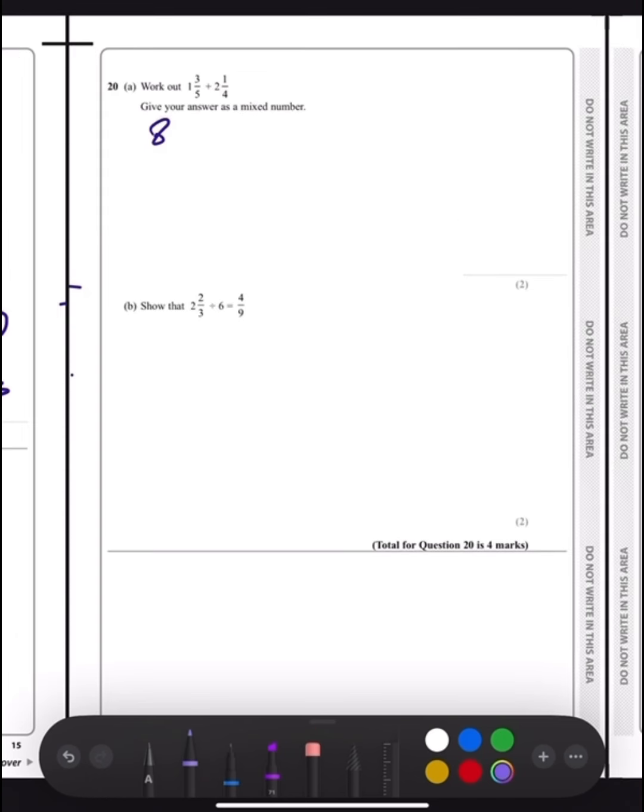So now we're on question 20. We were asked questions about fractions, very simple fractions. So this is how we solved it. So work out 1 3 over 5 plus 2 1 over 4. So what we first did was convert them into improper fractions.